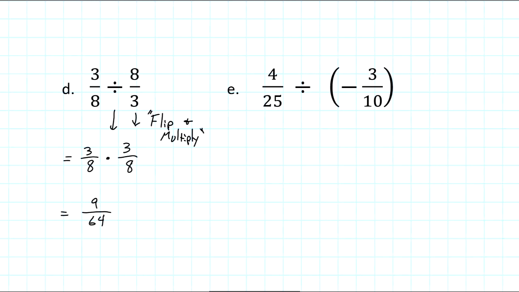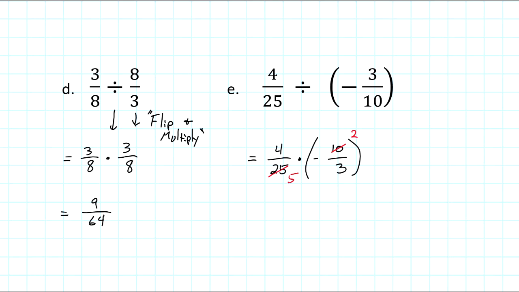Then we'll get a problem where it looks like we might have something more interesting happening. We have 4 over 25 divided by negative 3 over 10. So I'm going to start with that same first thing. We keep the first one the same, we change it to multiplication, and then we flip the second fraction, negative 10 over 3 now. And I will notice that the 10 and the 25 can both be divided by 5 to give us a 2 and a 5 there.